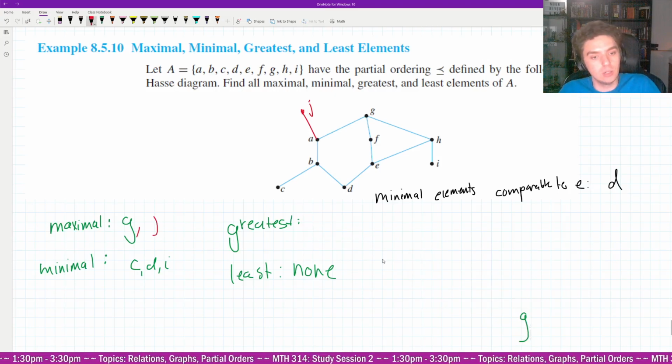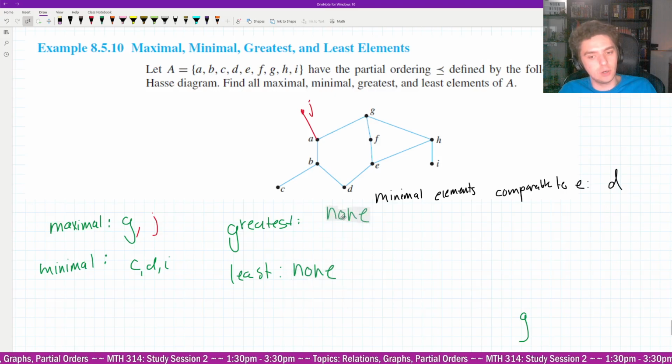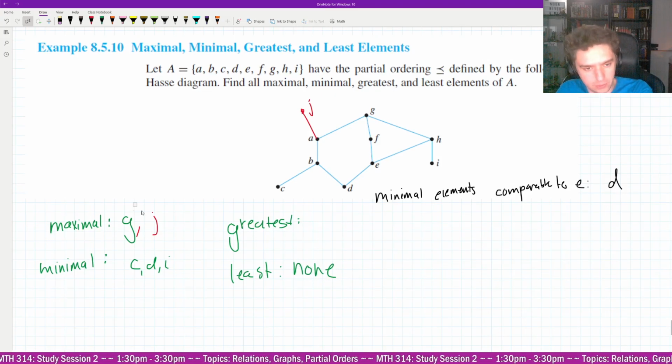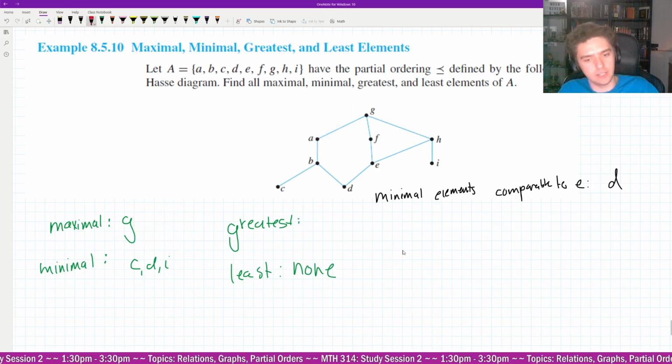But my maximal would be G and J. Right? But I'd have no greatest in this case. If there was a J there. But I don't have a J there. So it's just a G.